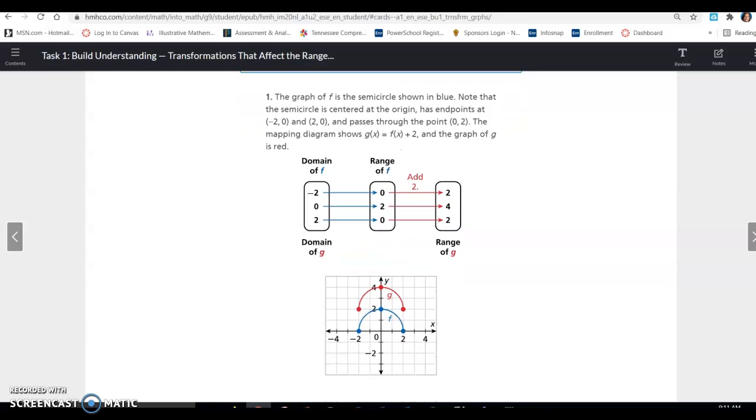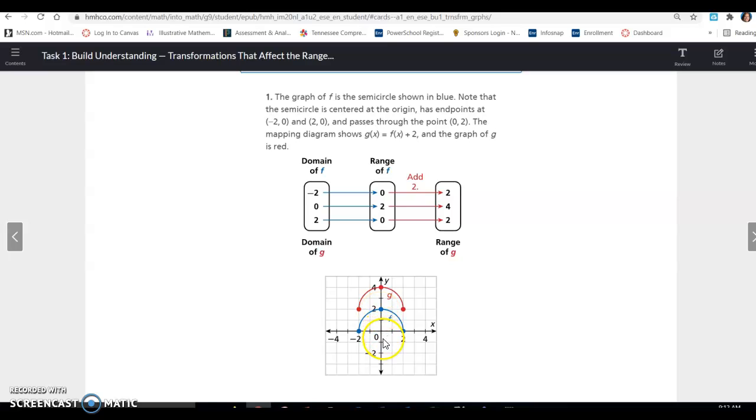Then it says the graph of f is a semicircle shown in blue. So we can see the f function here in blue. Note that the semicircle is centered at the origin, has endpoints at (-2, 0) and (2, 0), and passes through the point (0, 2). So we've got (-2, 0), we've got (2, 0), and it passes through the point (0, 2).